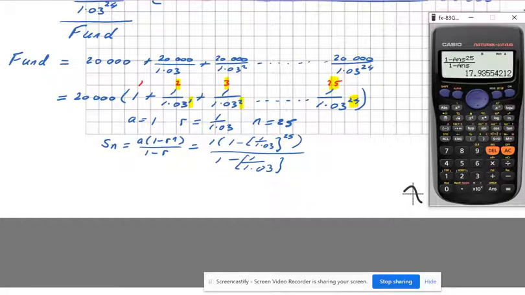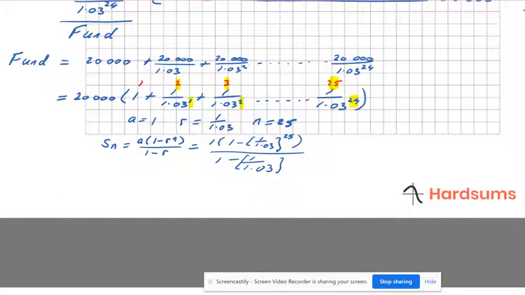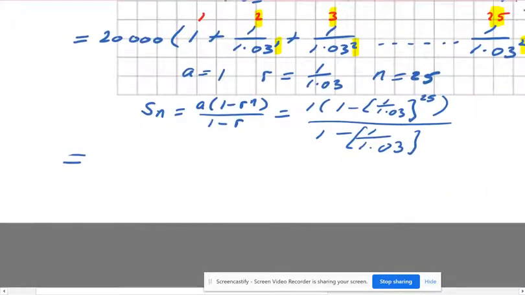17.9355. And the last part, not forgetting, we've got to multiply by 20,000 to get our total fund. You see it there in the formula. So multiply that by 20,000, and if you round that off to the nearest euro, we have an answer of 358,711. So the fund is equal to 358,711 altogether.